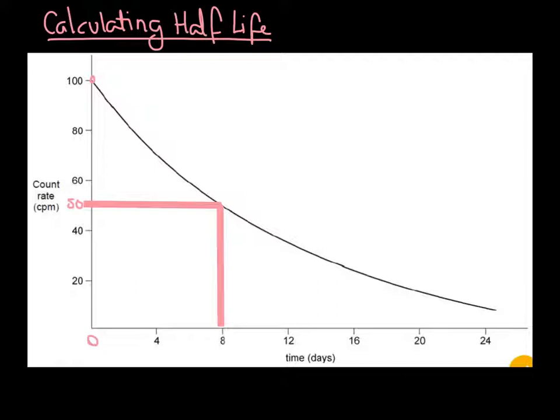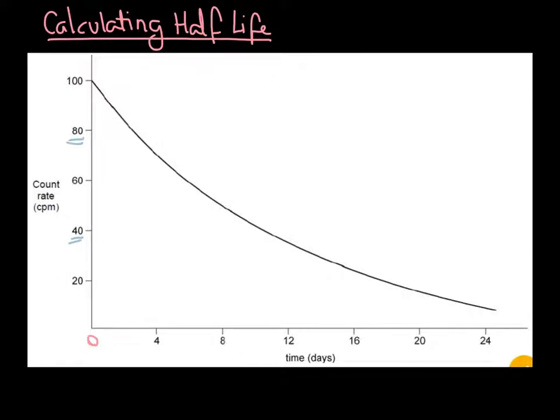Now what's really good is it doesn't matter what initial values we pick here and here, we should still get a time of 8 days along the x-axis. So whatever values you pick, you should get the same half-life out, and that's what I'm going to show you how to do now. So this time I'm going to pick values of 80 and 40. I've picked 80 just randomly, and I've picked 40 because it's half of 80.